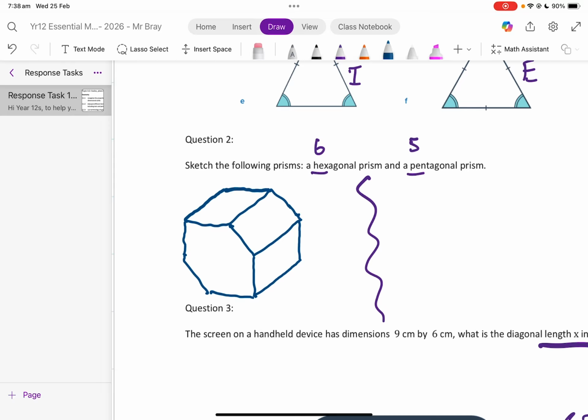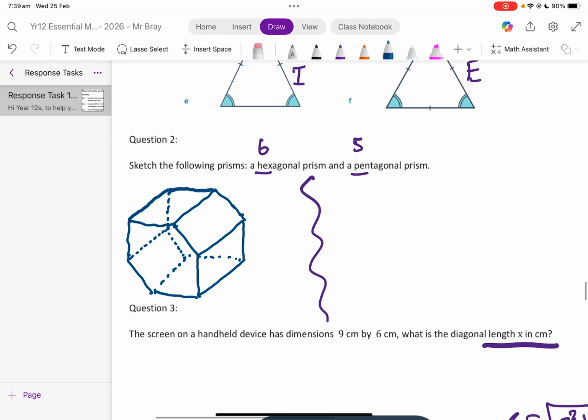And then if we've got some dotted lines, it should look a little bit like that. Alright, so not the best. Once again, if you had a ruler, you could make it a little bit more accurate. But obviously we've got that 6-sided face, and then protruding evenly backwards.